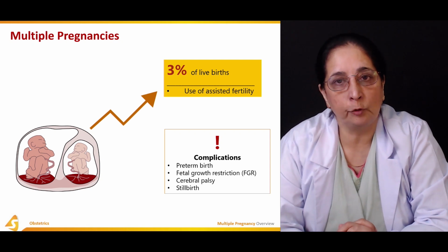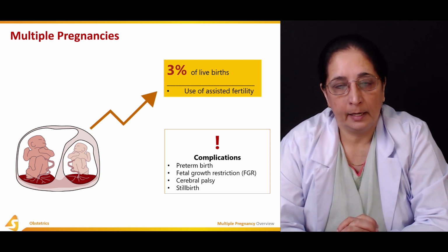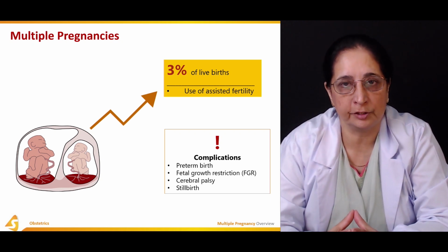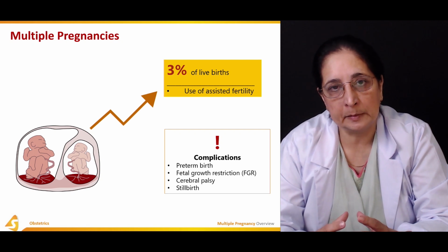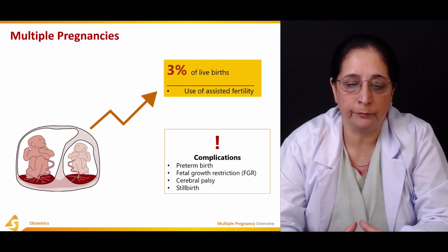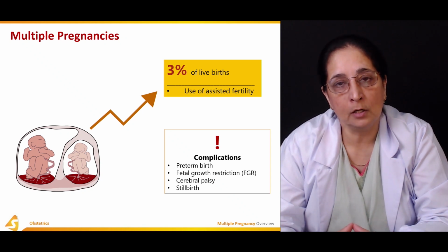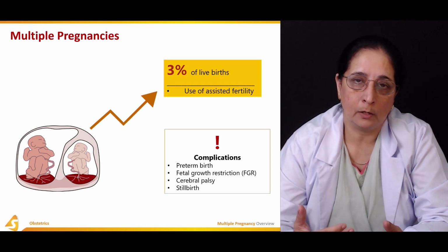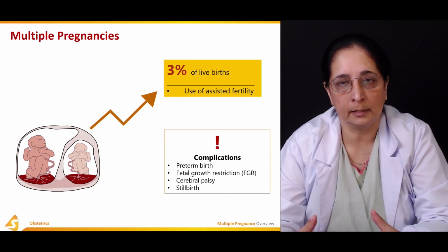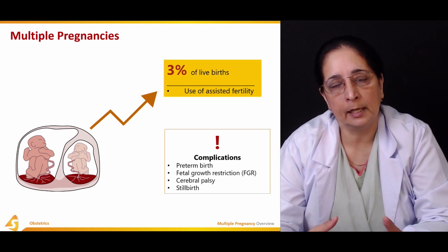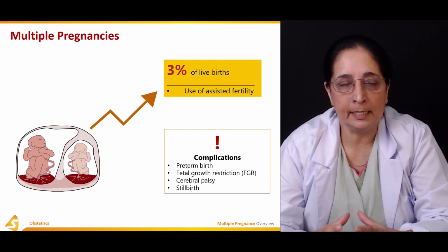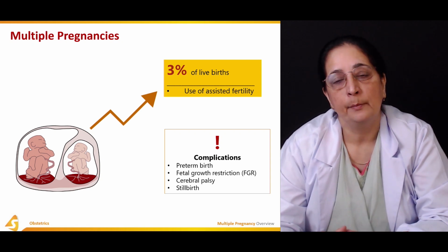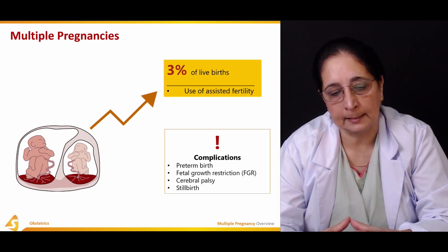Then we have fetal growth restriction. The main reason for fetal growth restriction is limited space to grow, and also decreased nutrition to one of the two fetuses, or if it's more than twins, then so on. So mainly growth is restricted because of limited space and malnourishment of one fetus.